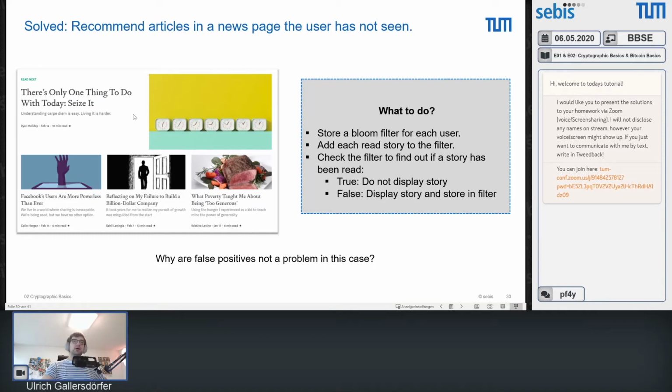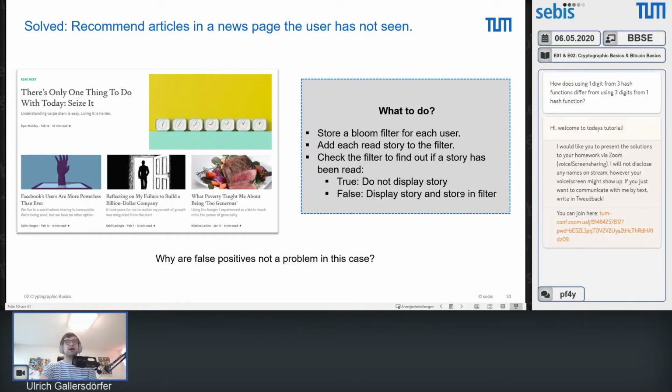And so now we know, going back to the recommended article topic, that on a news page we can store a bloom filter for each user. Every time a user reads a story, we add the hash of the story, hash of the title, hash of the ID, some unique identifier, to this bloom filter. And every time we want to recommend some articles to the user, we check the filter. We search with the story ID we want to display in the bloom filter. And if there is a true, so that the user might have already read the story, then we do not display the story. And if it's false, then we display the story and store it in the filter.